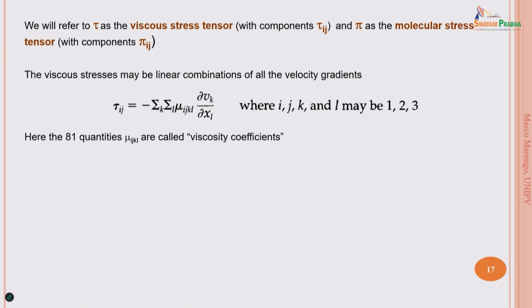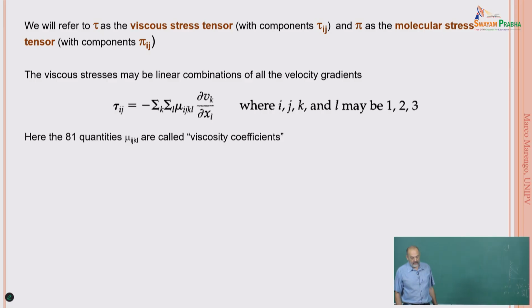Now, tau is going to be the viscous stress tensor with the component tau ij, and pi is the so-called molecular stress tensor, with the component pi ij. So, the viscous stresses can be a linear combination of all the velocity gradients. So we can write tau ij in this form, as we saw from the matrix before.